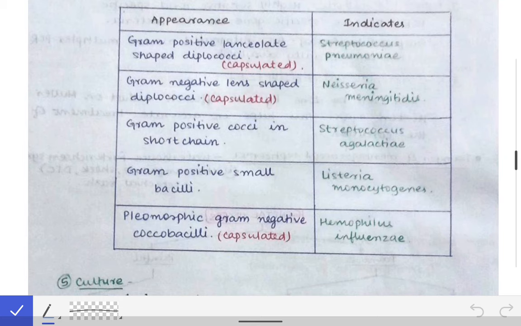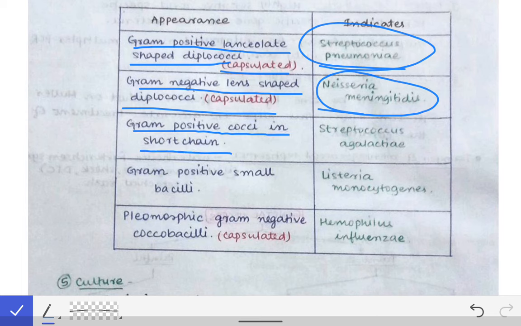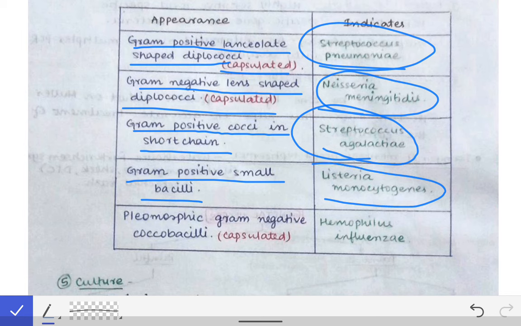Like if there is a gram positive lanceolate shaped diplococci which is capsulated, then you can think in terms of Streptococcus pneumoniae as a causative agent. If it is a gram negative lens shaped diplococci capsulated, then you can think in terms of Neisseria meningitidis. If it is gram positive cocci in short chain, then think in terms of Streptococcus agalactiae. If there is gram positive small bacilli, then think in terms of Listeria monocytogenes. If there is pleomorphic gram negative coccobacilli capsulated, then think in terms of Haemophilus influenzae.